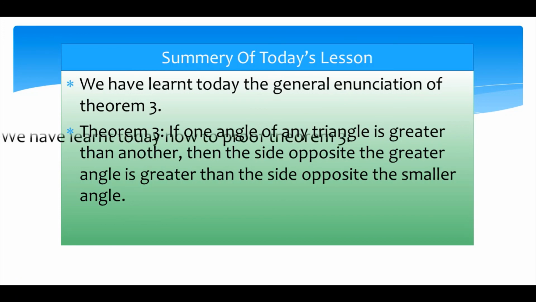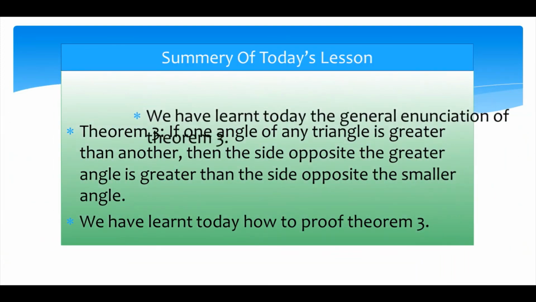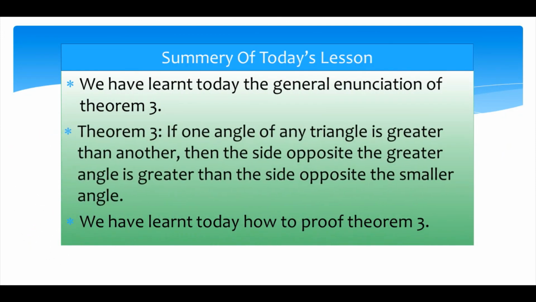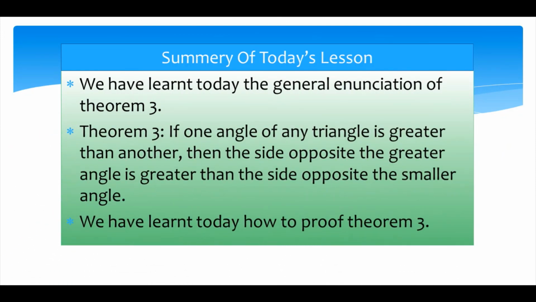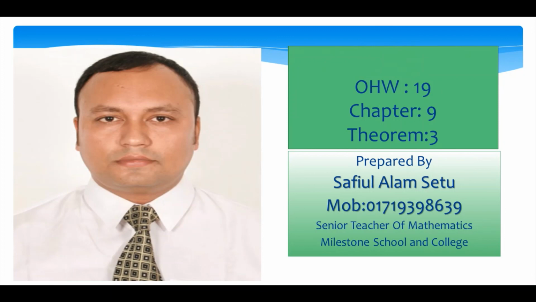Please listen carefully. We have learned today how to prove theorem number 3, and this is the summary of today's lesson. We have learned today the general enunciation of theorem number 3 and the proof of theorem number 3. So my dear students, our OSW number today is 19, and from chapter 9 you have to do theorem number 3. Write down the general enunciation, particular enunciation and proof.